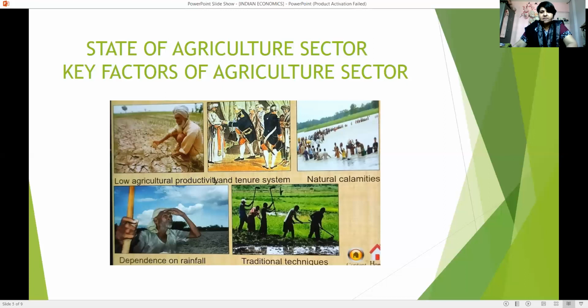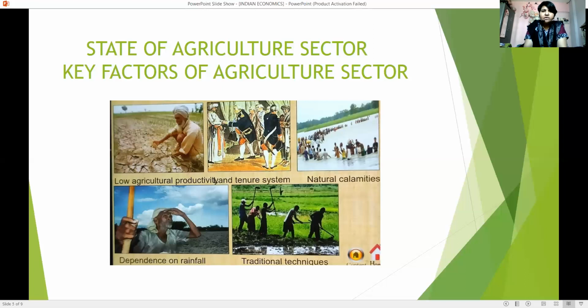Not only this, there are different systems, as I said, Mahalwari system and Ryotwari system. That is, 38% of India's people were engaged in the Ryotwari system. And the third one was the Mahalwari system, which was approximately 5%. Now, instead of studying all this in detail, just understand that this land tenure system was a major problem for India because it totally ruined India's agriculture system.